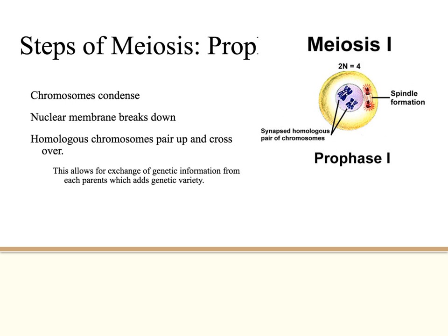Because remember I said that in meiosis we have 2 steps. We have meiosis 1 and meiosis 2. So the normal things occur, chromosomes condense, membrane breaks down, but this crossing over is imperative to understand how we get that genetic variety.